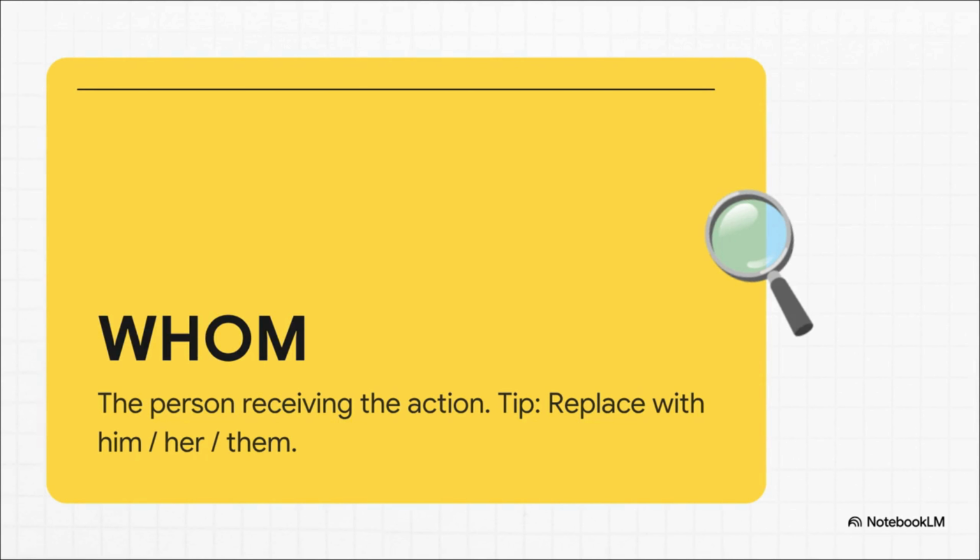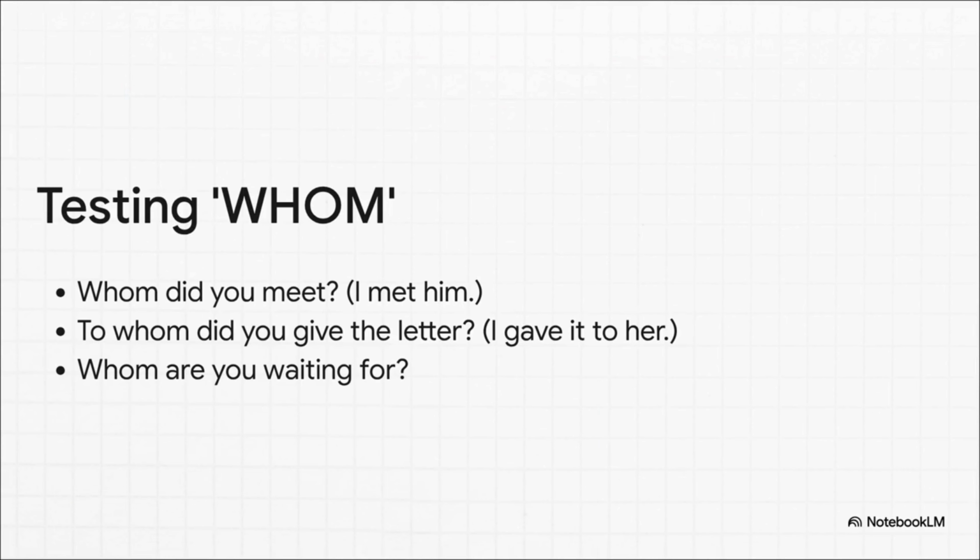So now, for whom, the receiver of the action. And guess what? The trick is just as simple, but you use a different set of words. If you can replace the word with him, her, or them, then you absolutely need to use whom. Let's try it. Whom did you meet? Can we answer I met him? Yes, because him works. Whom is the right choice. How about to whom did you give the letter? The answer is I gave it to her. Again, the trick proves it's whom.